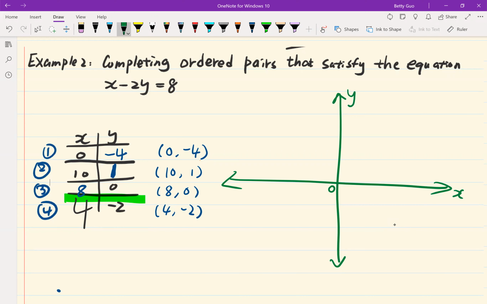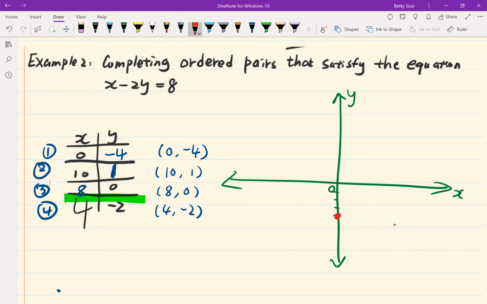0, -4. Where is 0, -4? On x-axis or y-axis? Horizontal scale or vertical scale? If the x value is 0, means it's not to the left, it's not to the right. Yeah, it's on the y-axis, okay? It's on the vertical scale. Y is -4, so 4 units below the origin. 1, 2, 3, 4. This point corresponds to 0, -4.